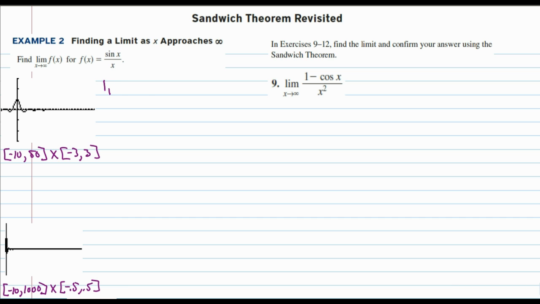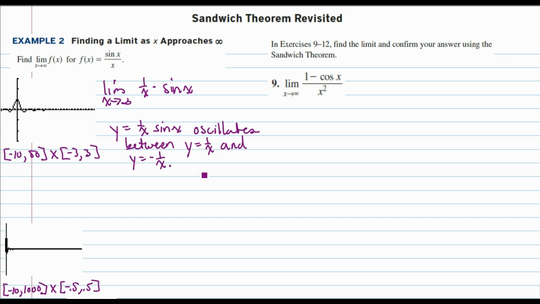First, I'm going to separate the limit as x approaches infinity into 1 over x times sine of x. Now that shows that this function is going to fluctuate between 1 over x and -1 over x. And I know the limit of y equals 1 over x and the limit of y equals -1 over x as x approaches infinity are both 0. Remember, -1 over x is just vertically flipped over the x-axis, so it's still going to approach 0 just from the bottom, not like 1 over x that's going to approach from the top.